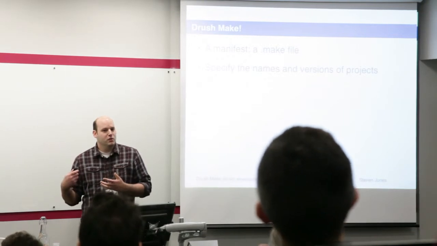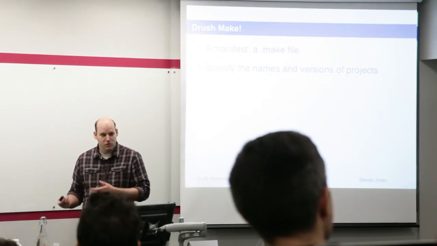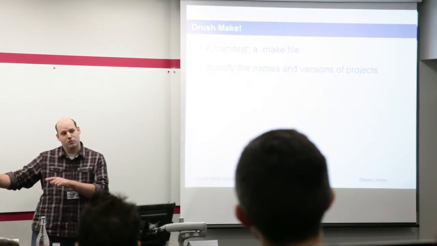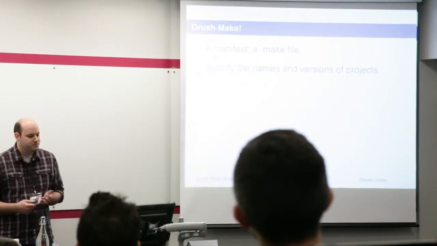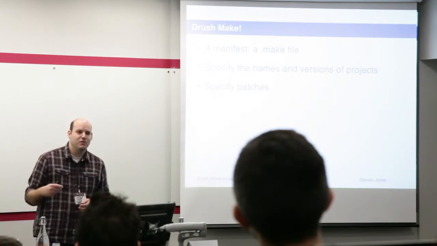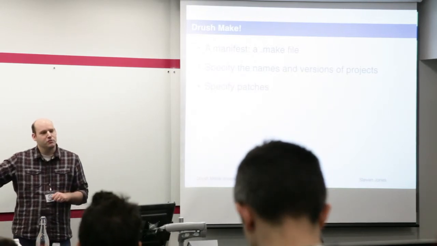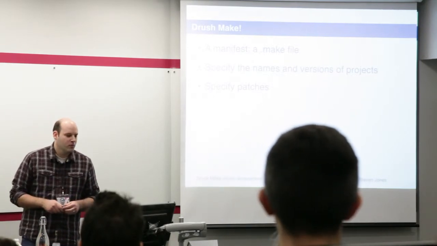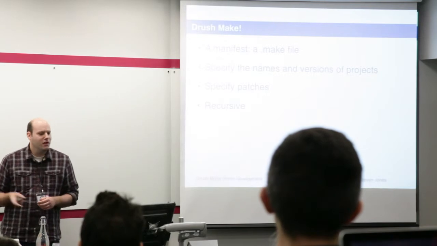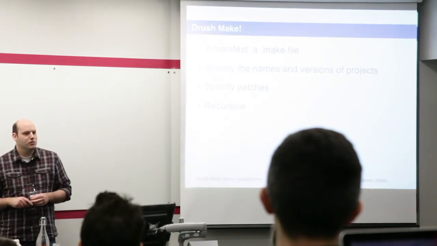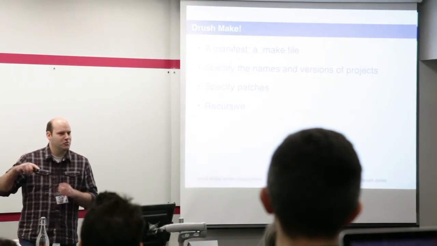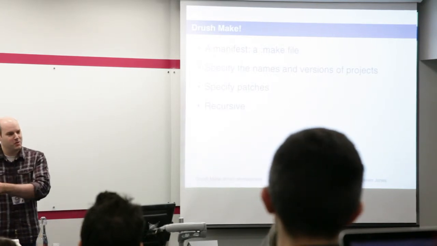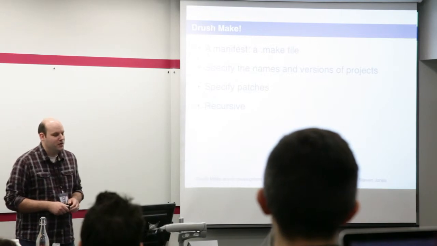So rather than you actually putting the code into your repository, you just put a file that says I want views and I want this version. You can specify patches. You can say I want views, I want this version of views, and I want these three patches applied to views. It's recursive. We'll come back to this in a moment, but it basically means that you can make makefiles that have projects that have makefiles, and those makefiles get named. We'll see that in action in a minute.